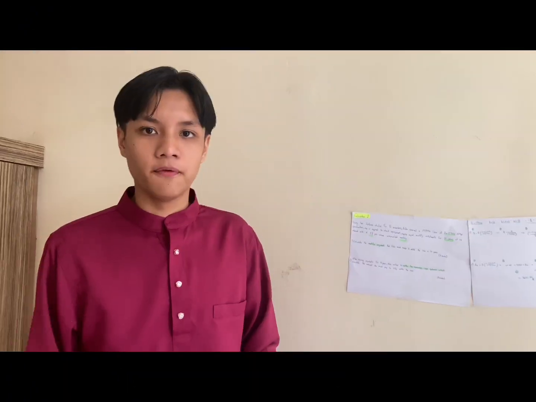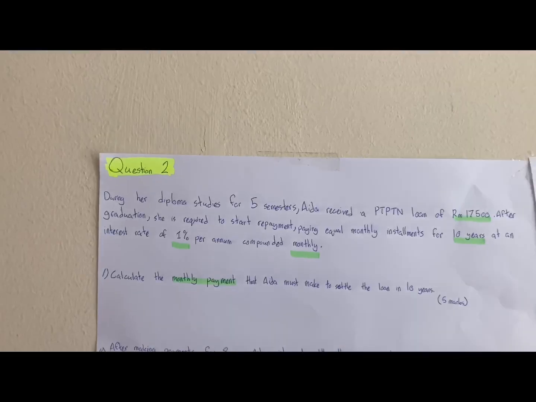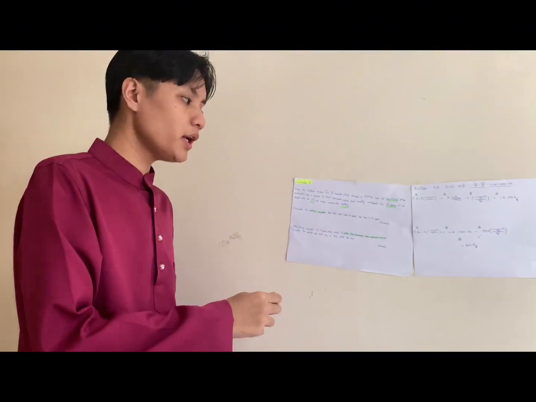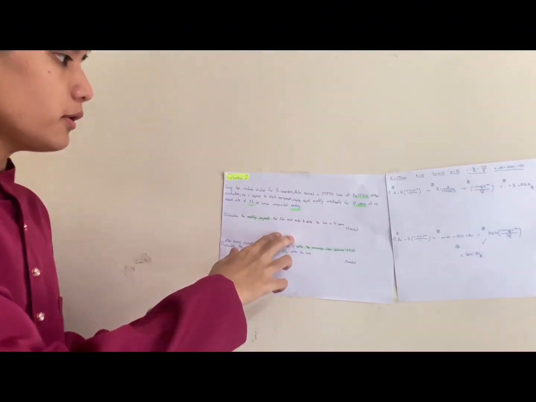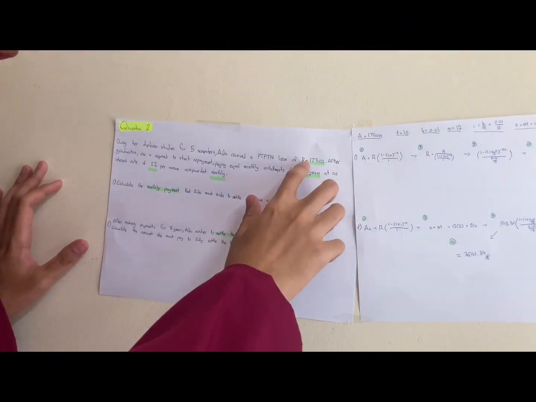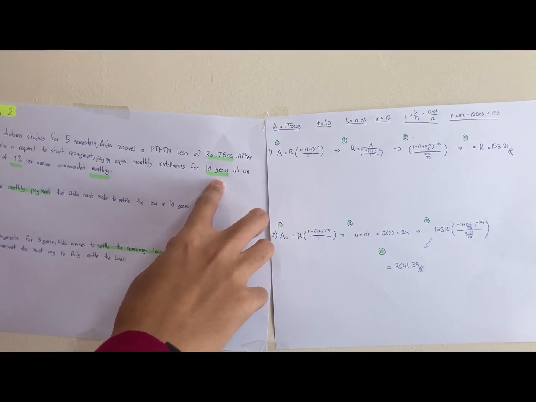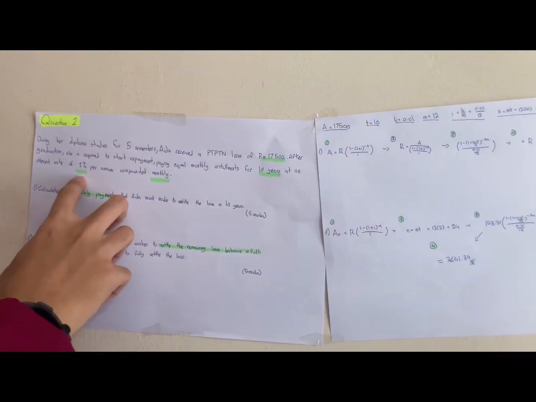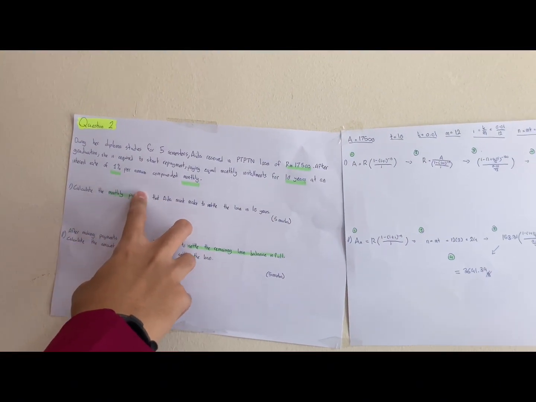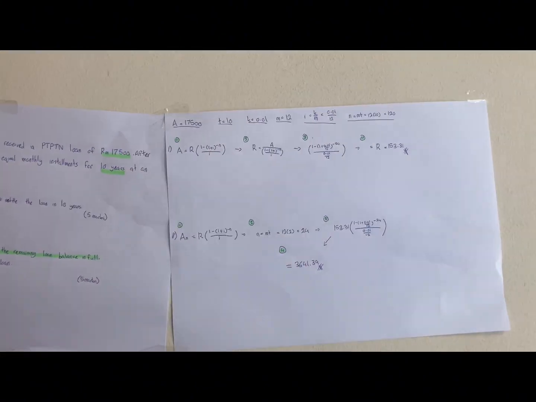I hope you understand. Alright, for part B, question 2, this is the question. Firstly, we need to highlight the keyword and identify it in the formula. So 7,500 is A. For 10 years, it's T. For 1% means 0.01, means K. And monthly. So when he say monthly, it means M is 12.